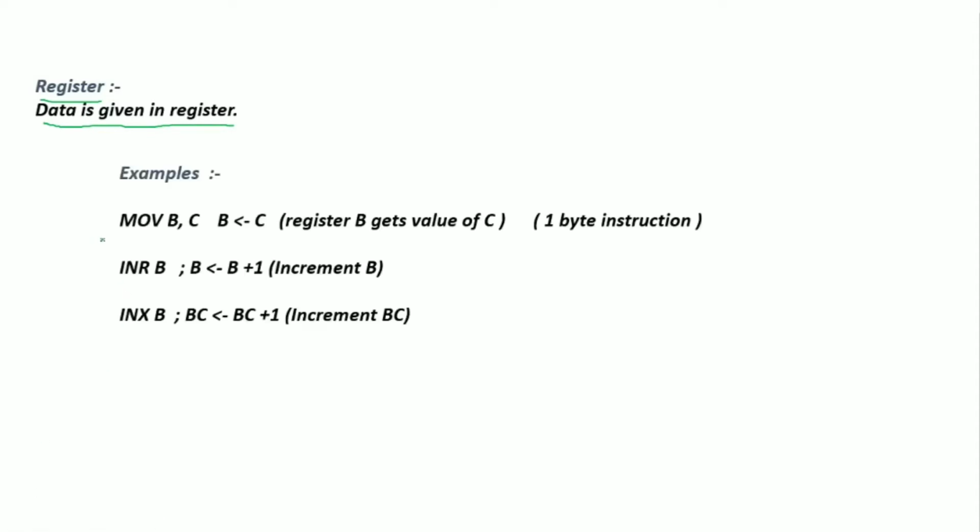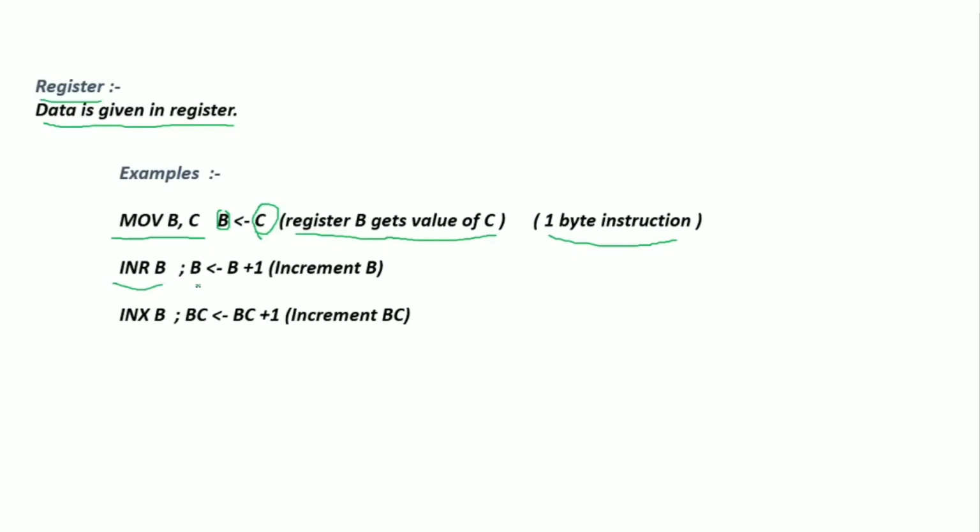Now the second type of addressing mode is register. Data is given in a register. Let me explain this using an example. MOV B, C. We are moving the value present in the C register into the B register. Register B is getting the value of the C register. So it is a 1-byte instruction.